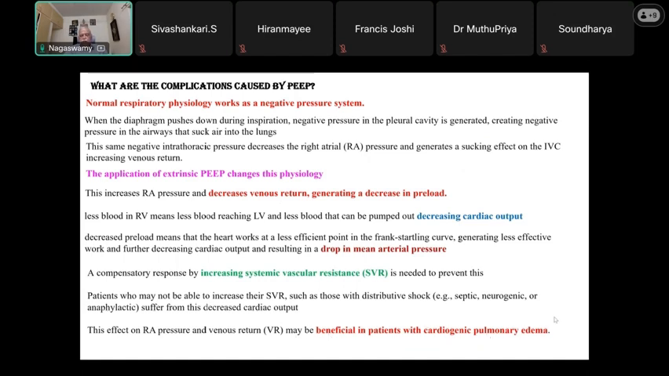So the effect of RA pressure and venous return may be beneficial in patients with cardiogenic pulmonary edema. So the only cardiac condition where PEEP may be effective or useful is cardiogenic pulmonary edema, but not in other conditions. So these are the things.